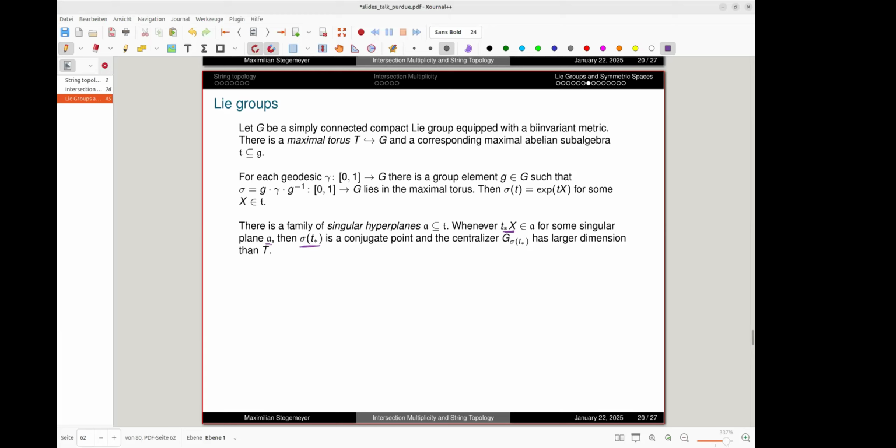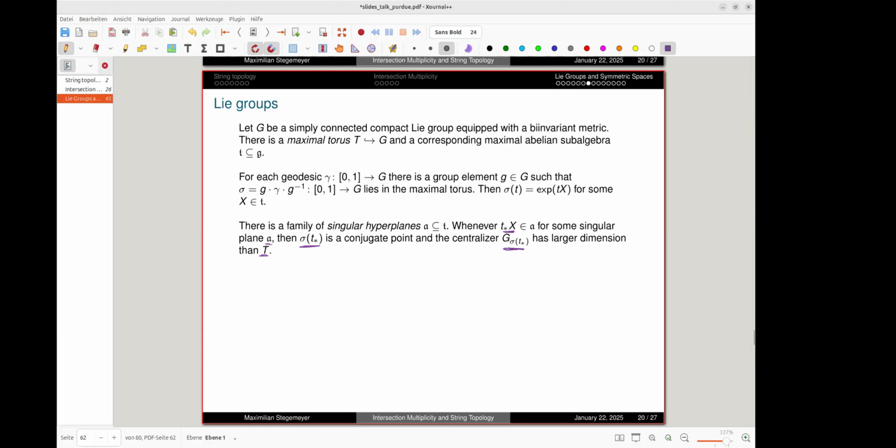And the conjugate point, this is a term from Riemannian geometry, means that we have a geodesic between 2 points, and we find a non-trivial continuous variation through geodesics of this geodesic, where we fix the geodesics at its end points. Moreover, you can characterize these conjugate points by the fact that the centralizers of these points have larger dimension than t. For a generic point, the group theoretic centralizer is just the torus itself, and when the dimension jumps, then you get a conjugate point.